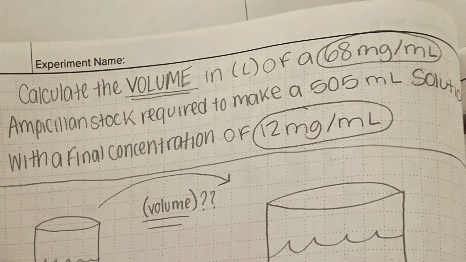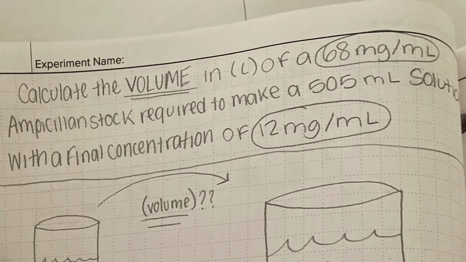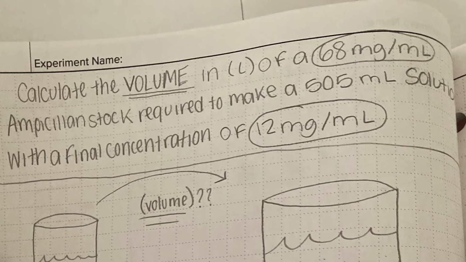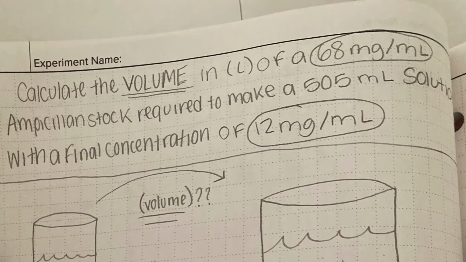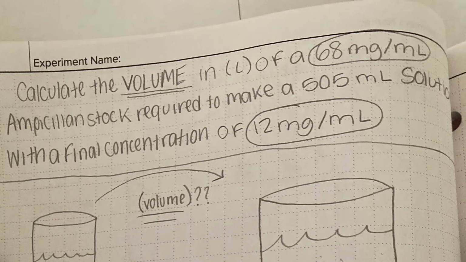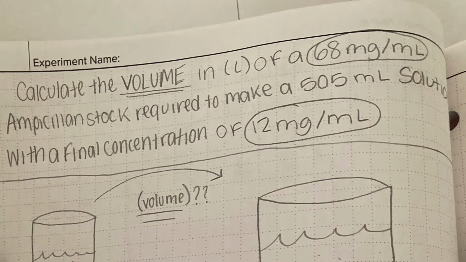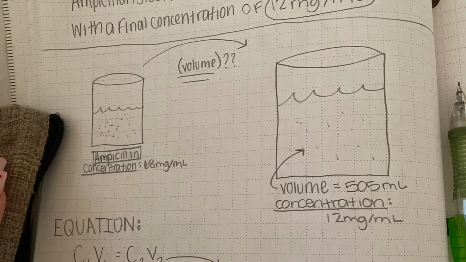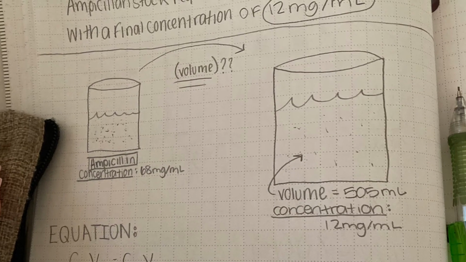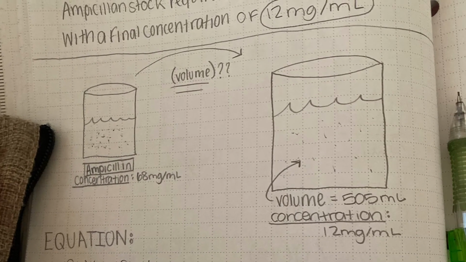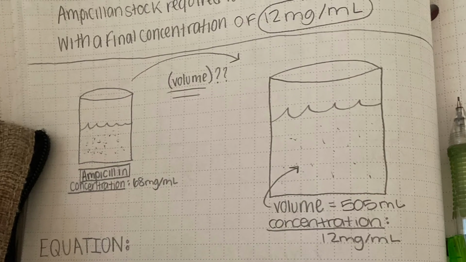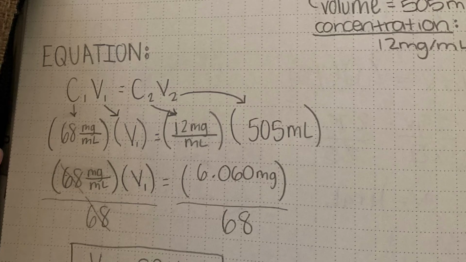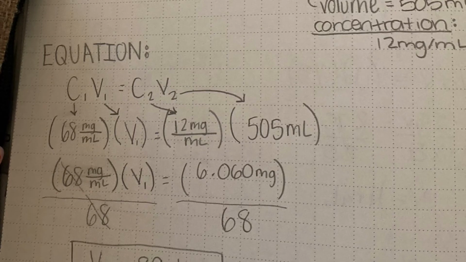Here we can see an example. It says to calculate the volume in liters of a 68 milligram per milliliter ampicillin stock required to make a 505 milliliter solution that has a final concentration of 12 milligrams per milliliter. This diagram shows us exactly what we're doing. We're taking a highly concentrated part of ampicillin and diluting it so that it's equal to 12 milligrams per milliliter of concentration. Our formula to solve this is C1V1 is equal to C2V2.